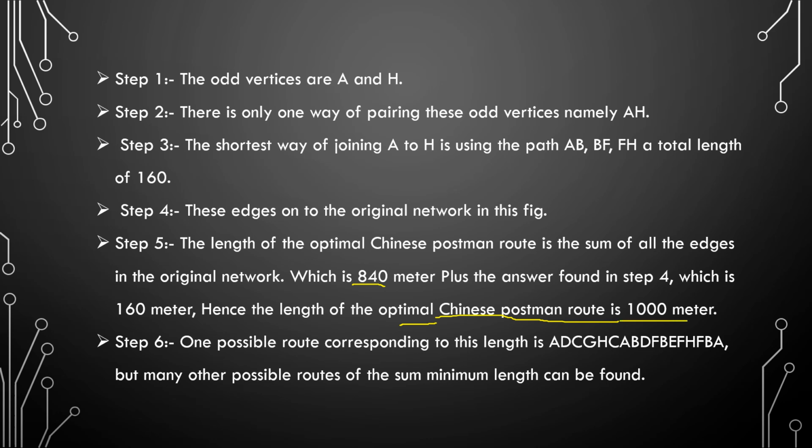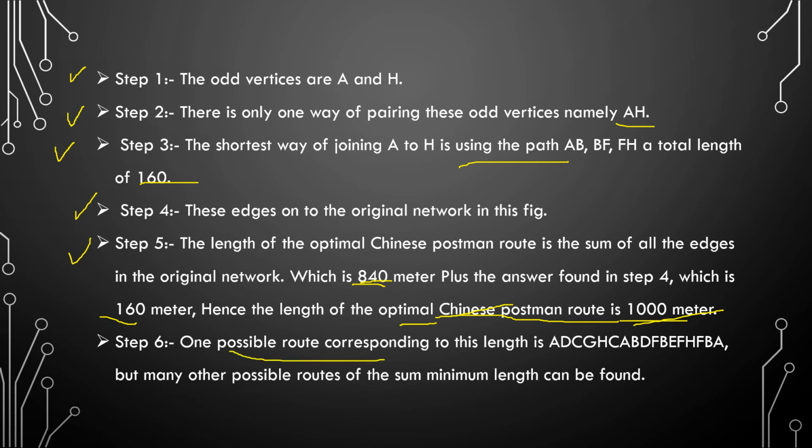So in step one we see odd vertices A and H. In step two we see there is one way of pairing, AH. And in step three we see the shortest path from A to H is 160. Step four, the figure. And in step five we add 160 plus 840, which means the Chinese postman route is 1000 meters.